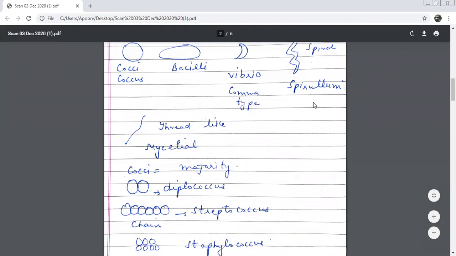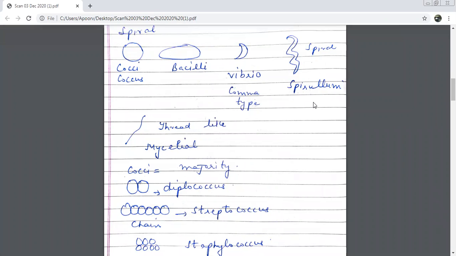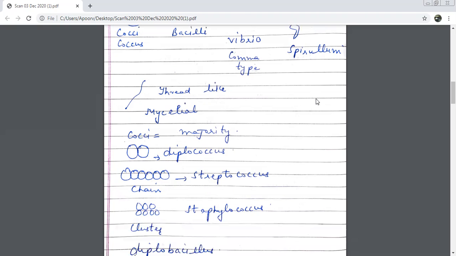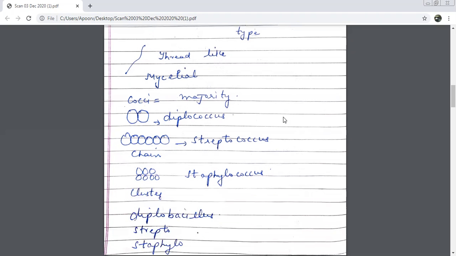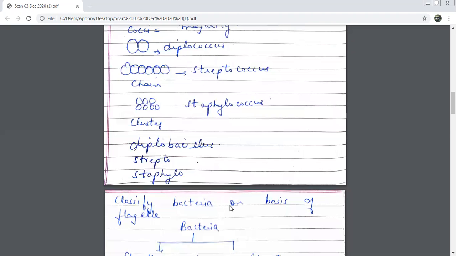So if I say diplospirillum, I'm talking about which shape of bacteria? Spiral. And how many spirals? Two. Yes, very good. And if I say streptospirillum, it means a chain of spirals. And if it is a cluster, what will I call them? Staphylospirillum. This part is clear to everybody? I have just drawn one so that it's clear to you. Similarly, you can guess the next parts also.